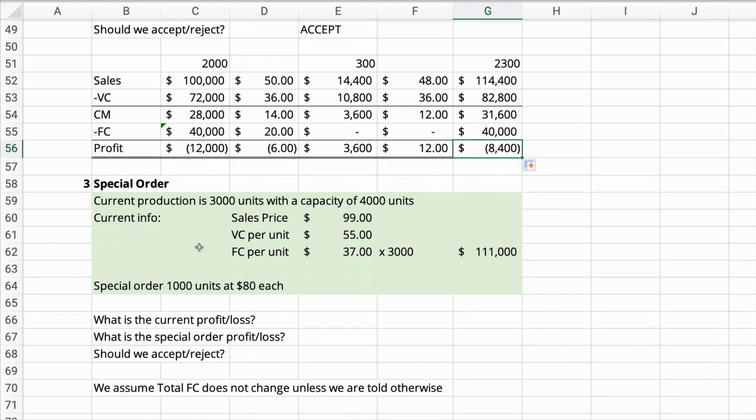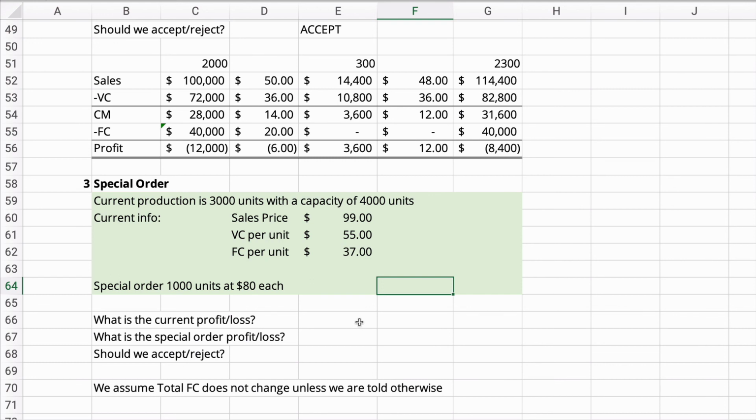Current production is 3,000 with a capacity of 4,000 units. Our current info is our sales price is $99. Our variable cost is $55. Our fixed cost per unit is $37. Now, we don't need this information. Our fixed cost information is $37, times 3,000 is going to give us the total fixed cost. We don't have to know the total fixed cost right now. The special order says, what about 1,000 units at $80 each?